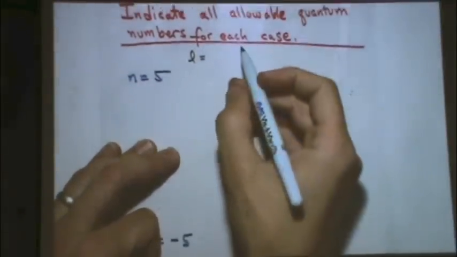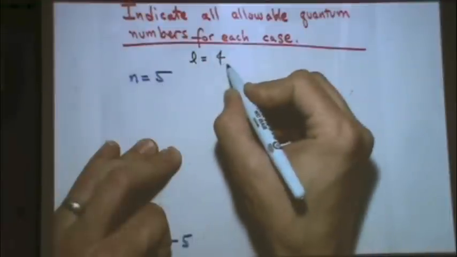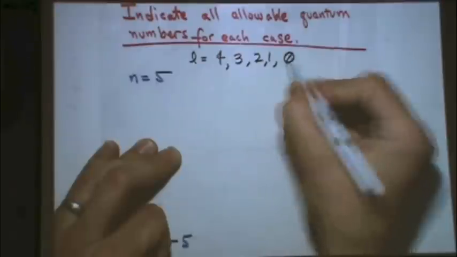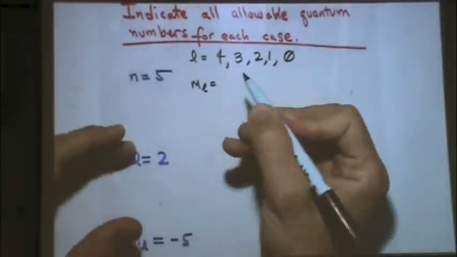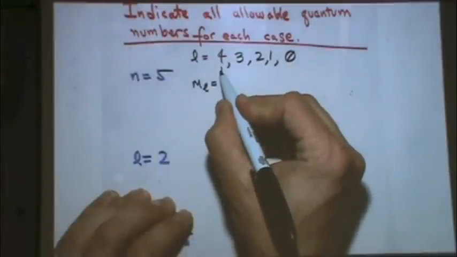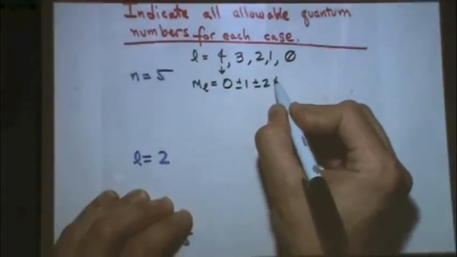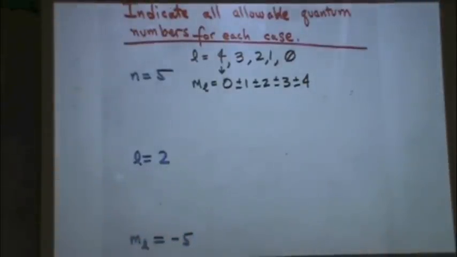Numerically, what's the largest l could be? 4, one less than 5. It could be anything else, it could be 3 or 2 or 1. Anything else? Yeah, it can go all the way down to 0. So those are all allowable values for l. Let's try m sub l. In these kinds of cases, when there are multiple l's, just pick the largest one and write down the possible m sub l bounds, because it would include all the others. So l is 4, then m sub l could be 0, plus or minus 1, plus or minus 2, plus or minus 3, could it be plus or minus 4? Yeah. Okay. Those are all the possible values for m sub l.